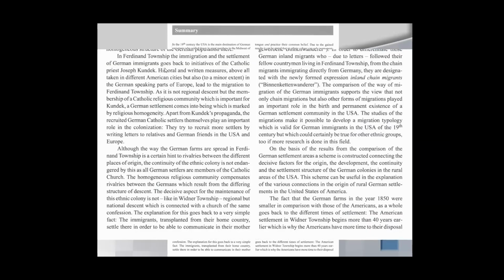In Ferdinand Township, the immigration settlement of German immigrants goes back to the Catholic priest Joseph Kundek. There's actually a Joseph Kundek Avenue right beside St. Joseph Catholic Church, and it affirms what anyone who's researching in that county knows, that, oh my gosh, I have to pay attention to this Kundek guy because he wasn't just a priest, he was an immigration agent. And look at the next paragraph.